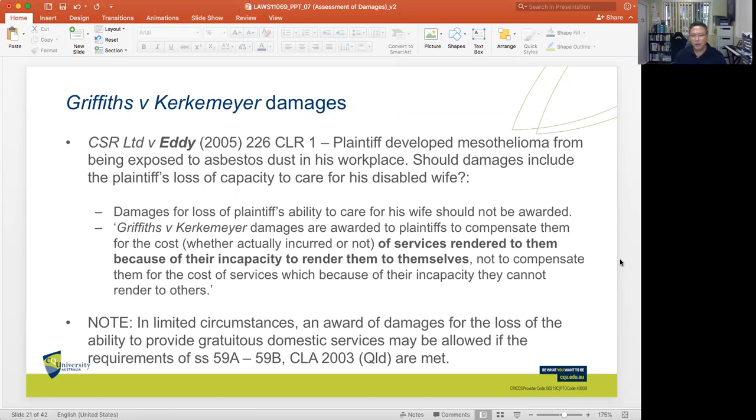others. We also read, however, that in limited circumstances, an award of damages for the loss of the ability to provide gratuitous domestic services may be allowed if the requirements of Sections 59A and B of the Civil Liability Act 2003, Queensland, are met. So we're not going to get into that because these are very long provisions of law and are not really that important.